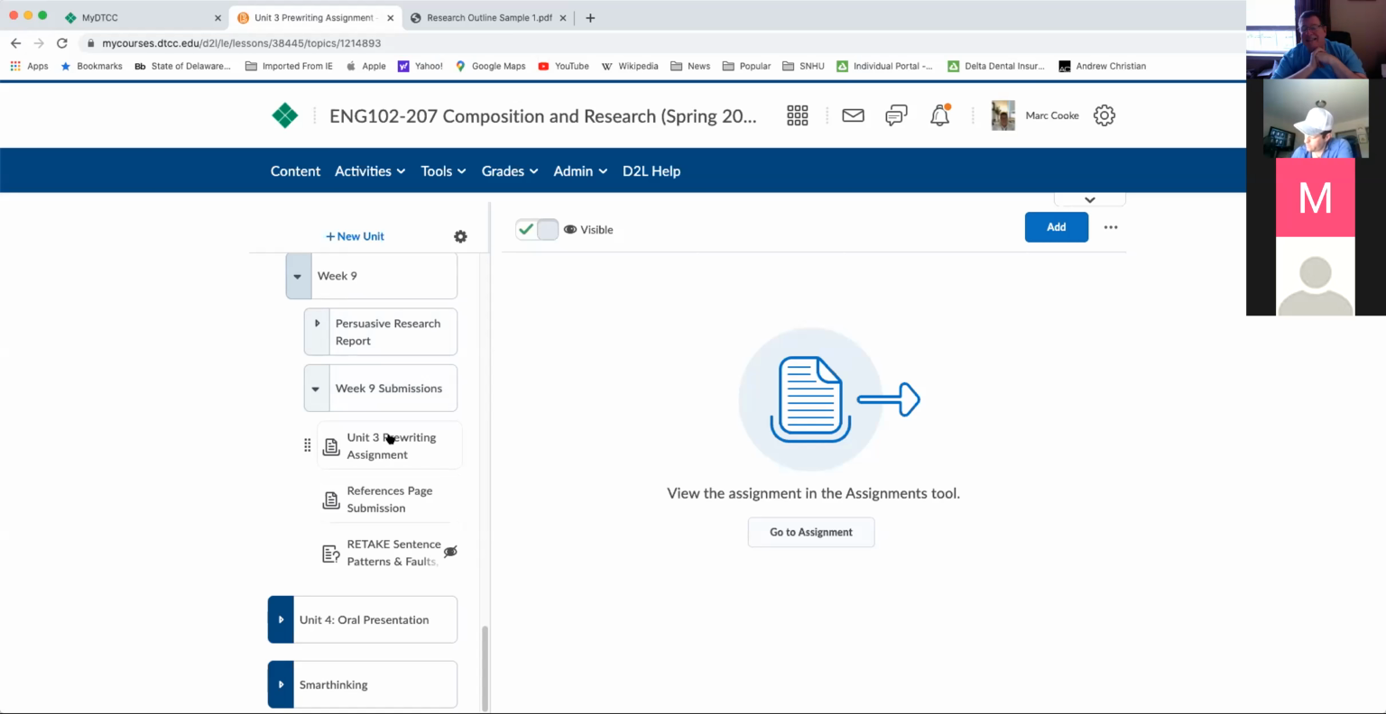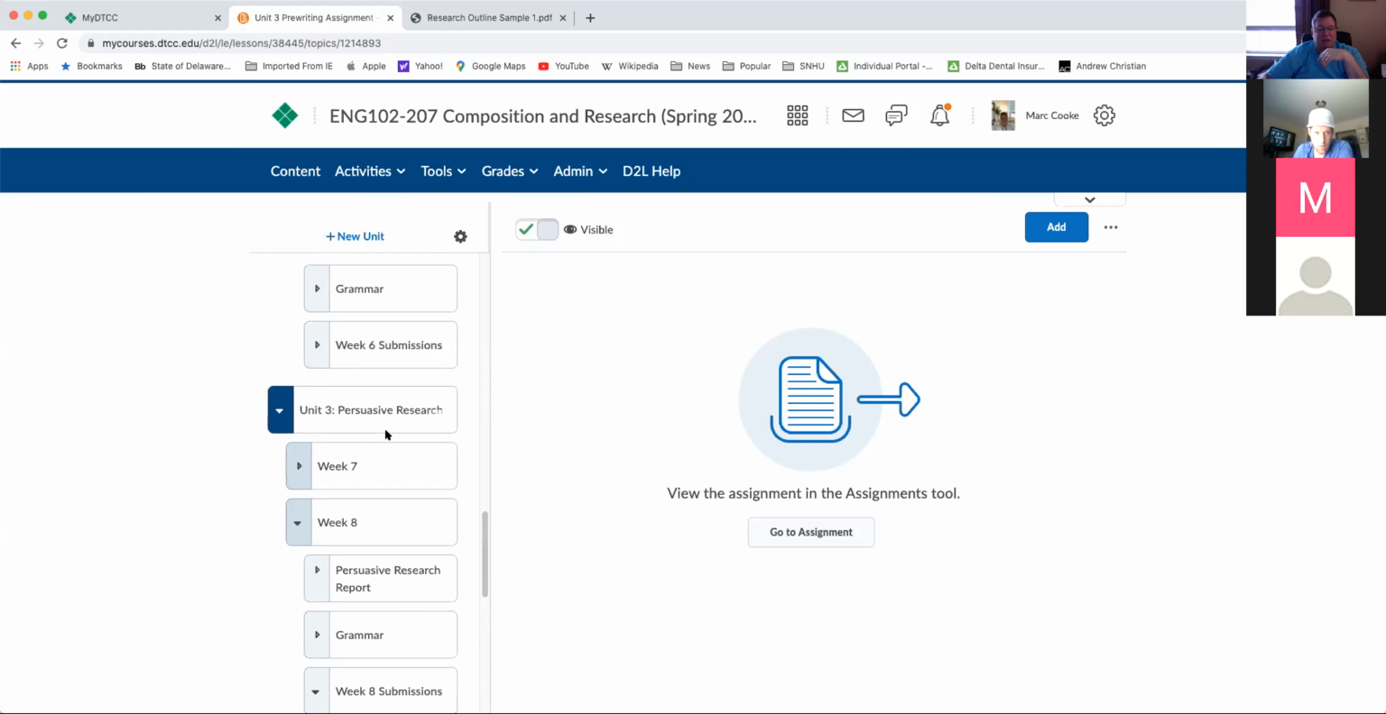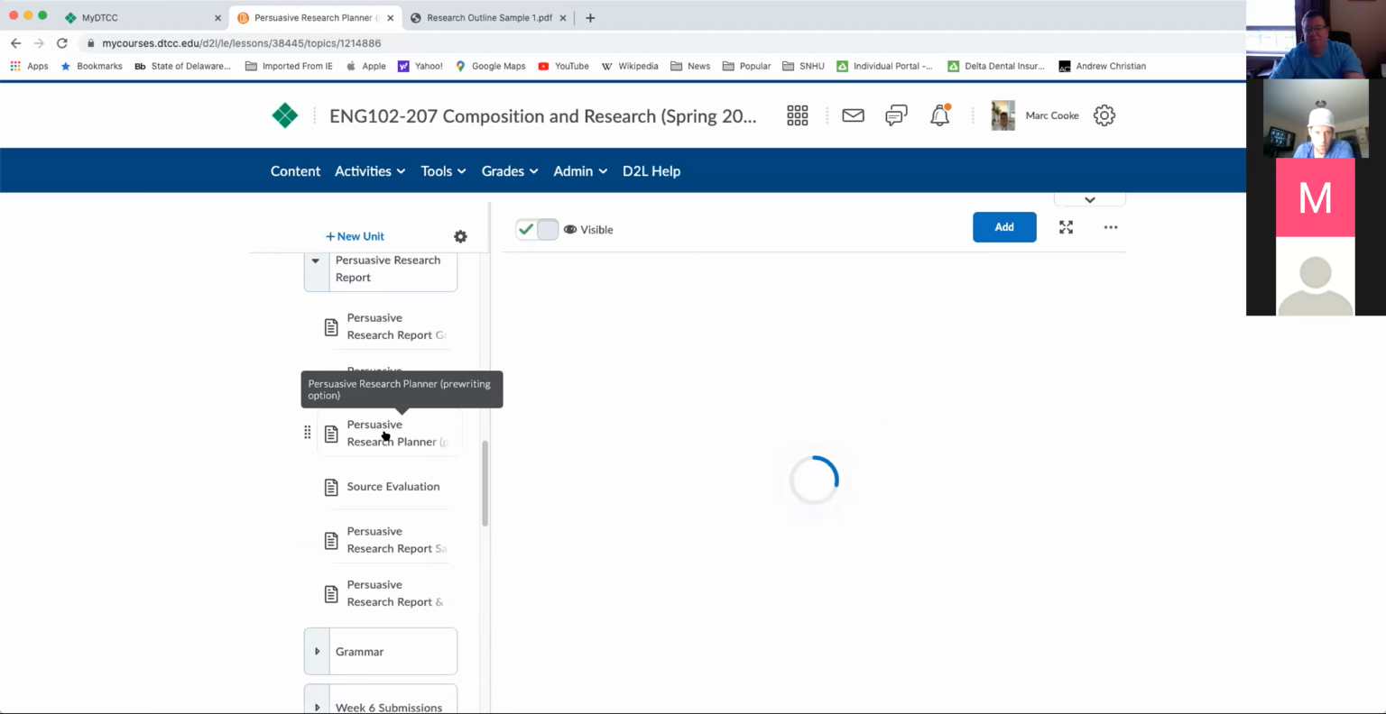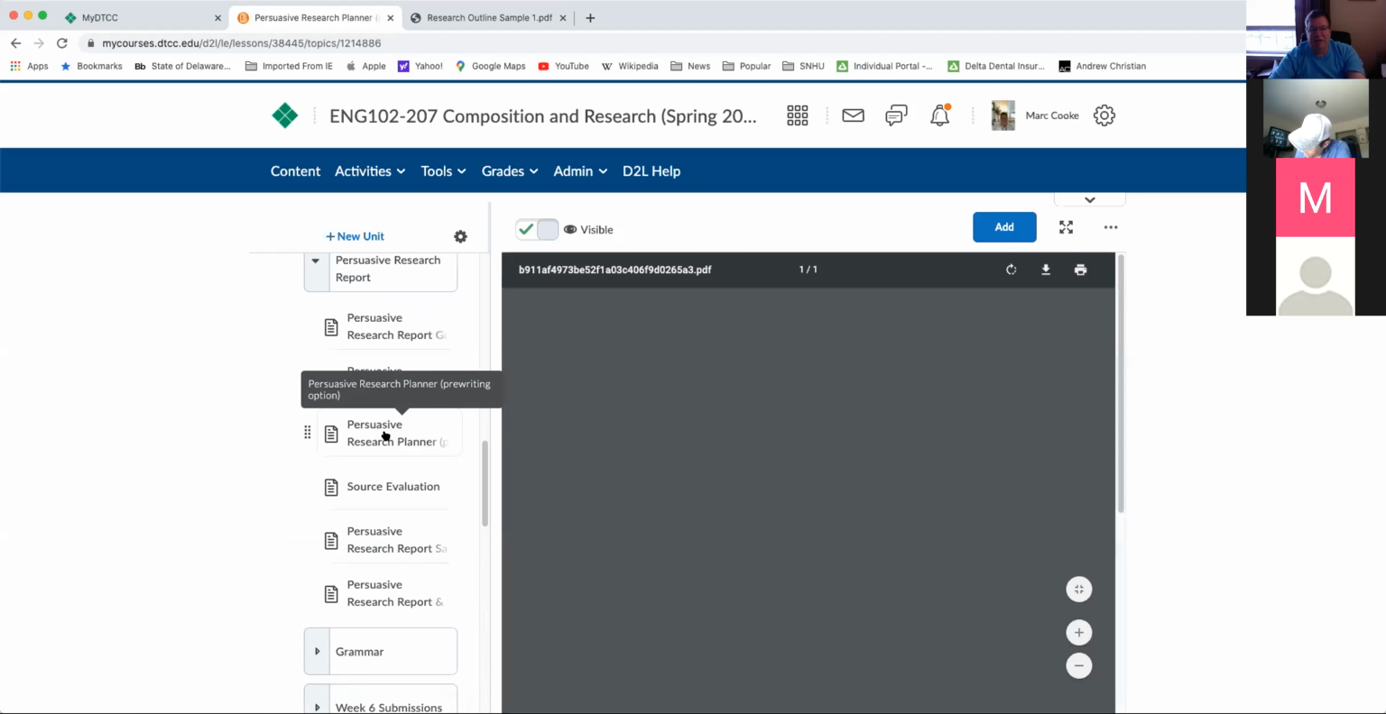The pre-writing assignment is the outline. So the outline that I just showed you, that's in week 6. That's what you're going to submit under Unit 3 pre-writing. And again, I will put the sample outline underneath of the one. So again, it's under week 6, and persuasive research planner. I might just change the name of it and call it outline so it's easier to find. But it will be under week 6, and then underneath of that, I'll put the sample.